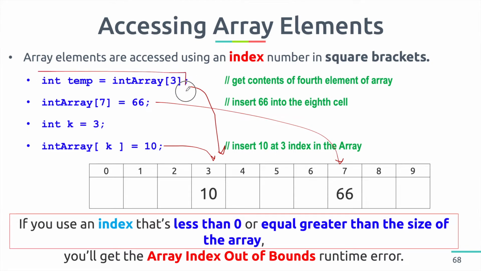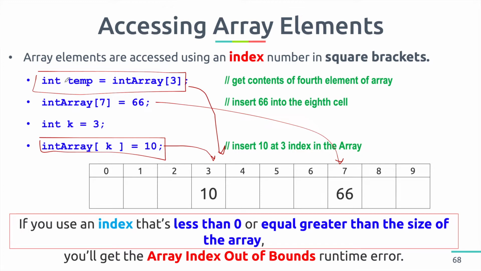So the statement here compared to the statement here is that in the first statement we added the value inside the array to the temp variable, and here we assigned the array with the value of 10. So here it was an assignment, and here the value inside the int array at index 3 will be stored in the temp variable.